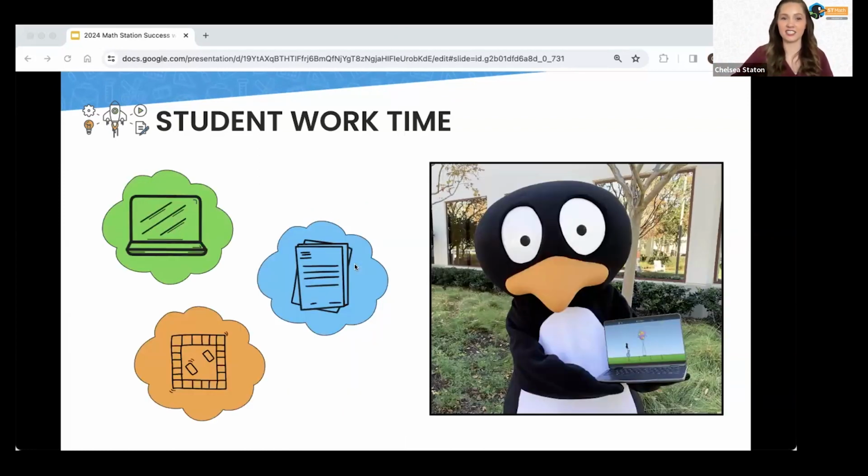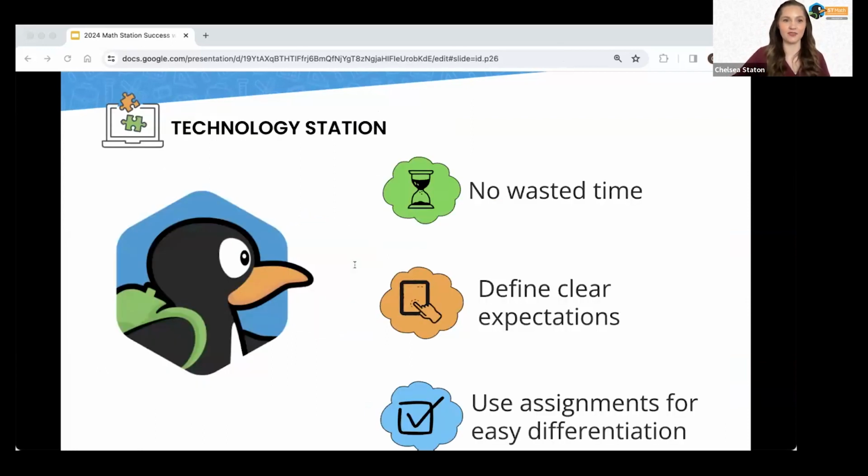So these are a couple different stations you might use. These are the ones that I used. I had a technology station, a practice station, and a game station. And then I was the fourth station at teacher table.